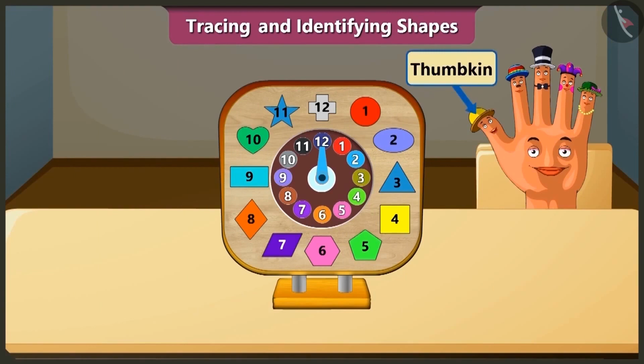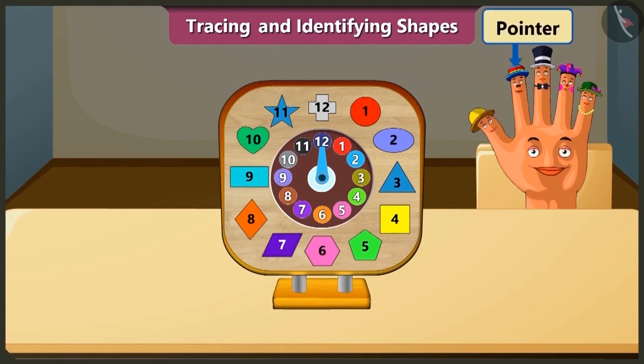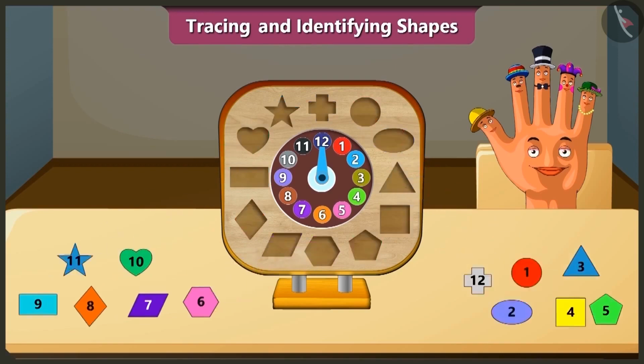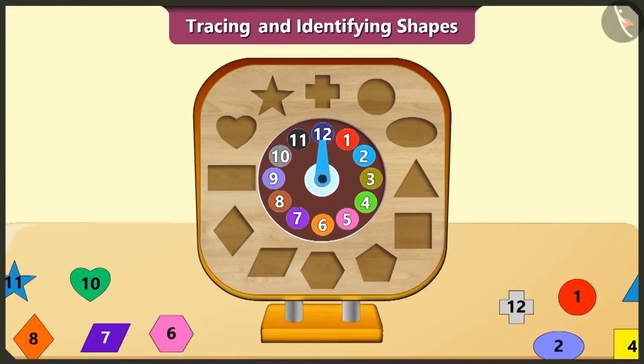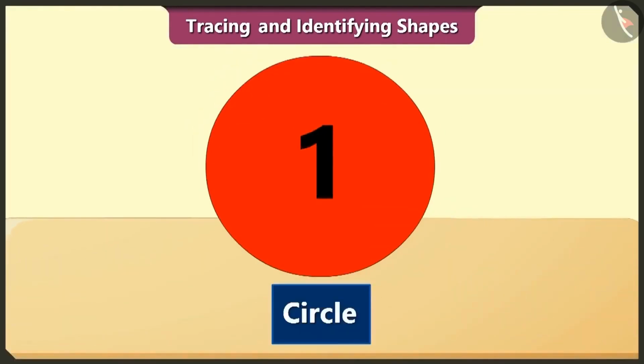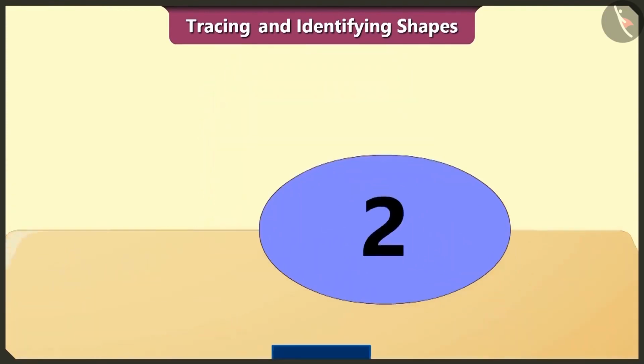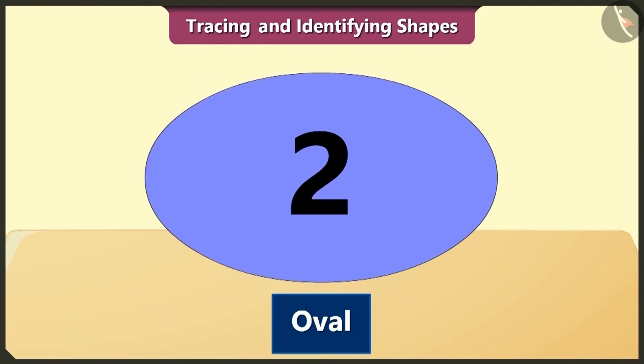Hello, I am Thumbkin. And I am Pointer. Friends, look, we have a clock with blocks of different shapes, which will help us in identifying shapes. Here, the circle is first in order. The oval is second in order. This shape is like an elongated circle. It is also called ellipse.